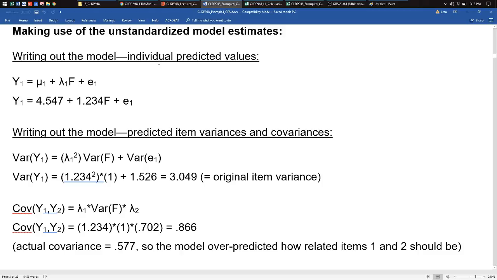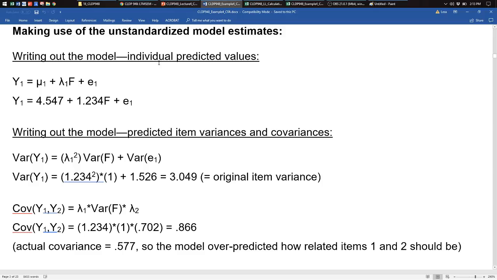In terms of reproducing the variances and covariances, the second part there shows how the original variance of item 1 gets recreated from the factor plus the residual. The way it works is that it's the loading squared times the variance of the factor plus the residual variance. So we only need to know 2 of the 3 things here to figure out the third. And that's why I describe the idea of each item getting its own residual variance as plugging the hole.